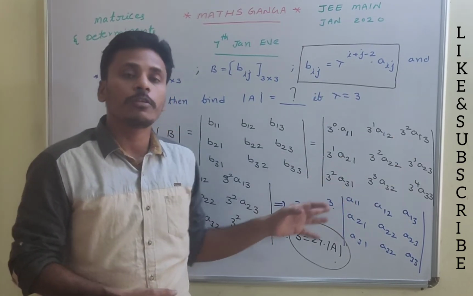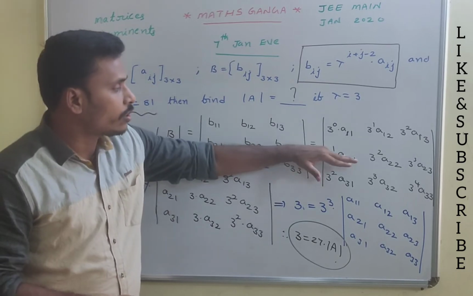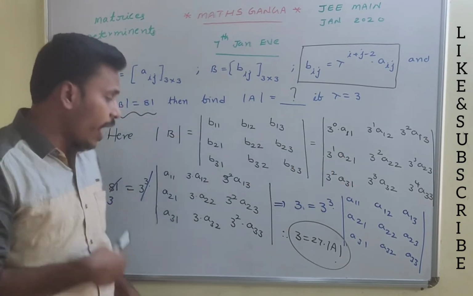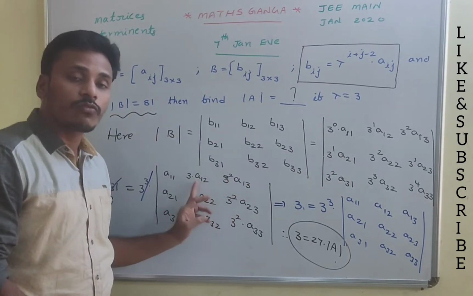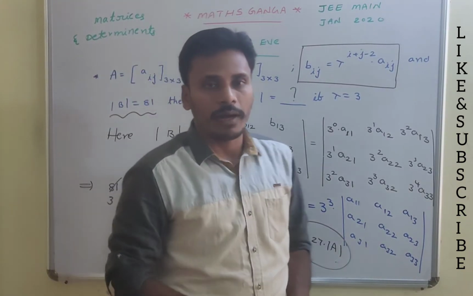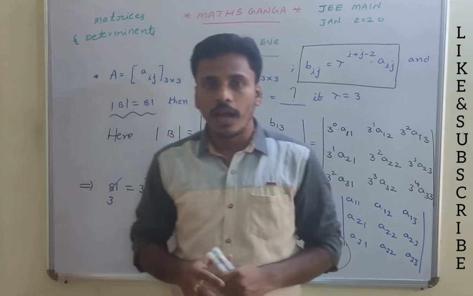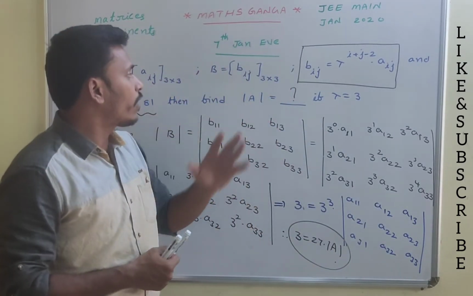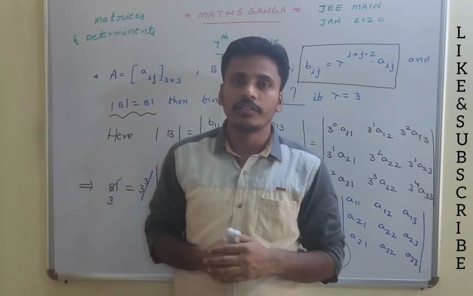And then by using the properties of determinants, take out 3 and 3 square from these two rows, and then take out 3 and 3 square from these two columns. At the end, determinant of A is 1 by 9. And that's a question from 7th January evening session of matrices and determinants.